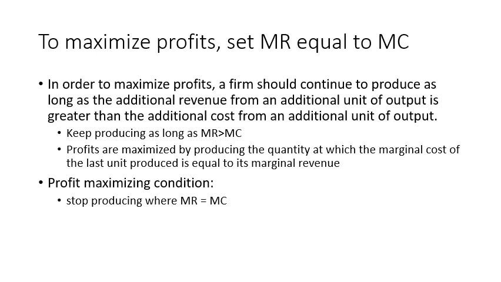To maximize profits, we set marginal revenue equal to marginal cost. In order to maximize profits, a firm should continue to produce as long as the additional revenue from an additional unit of output is greater than the additional cost from an additional unit of output. So we keep producing as long as MR is greater than MC. Profits are maximized by producing the quantity at which the marginal cost of the last unit produced is equal to its marginal revenue. Profit maximizing condition: stop producing where marginal revenue equals marginal cost.